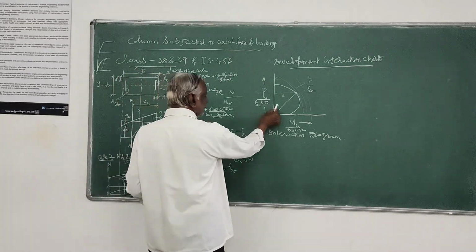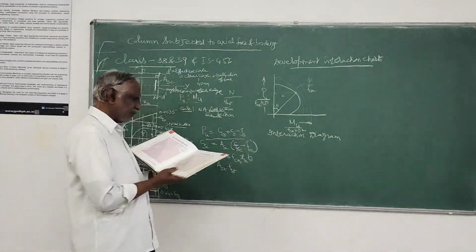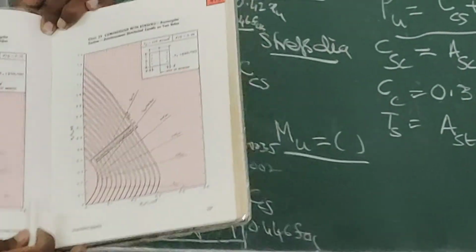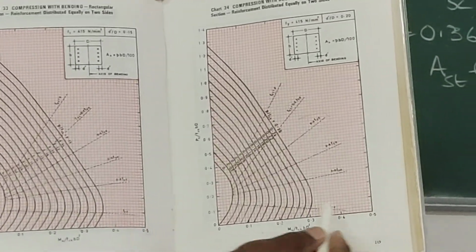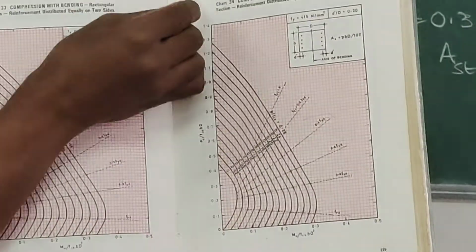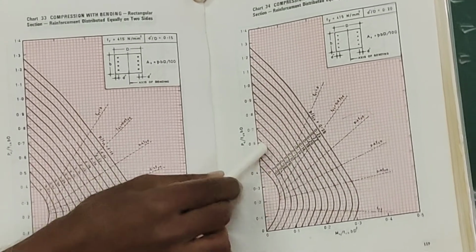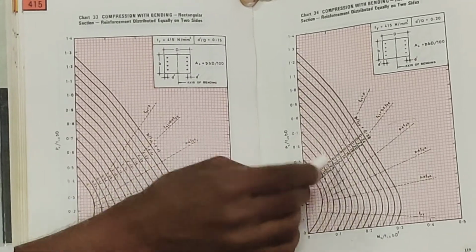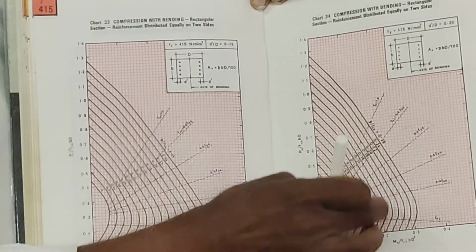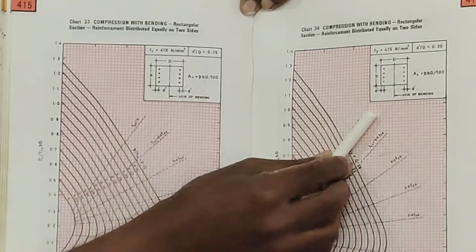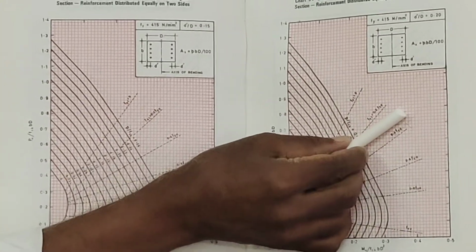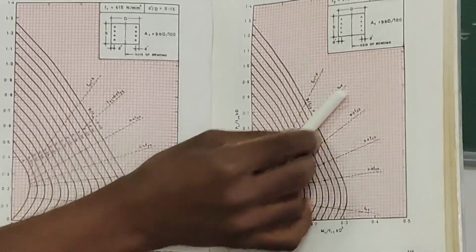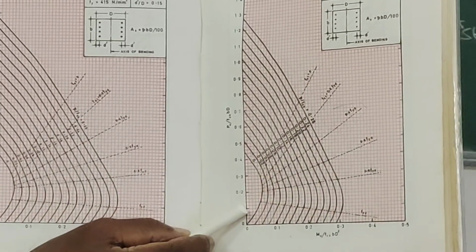And again here, in addition to this, you can find in this chart there is one more factor. Mu by bd squared is along the x-axis, Pu by fck bd along the y-axis, and these curves have been prepared for a given section and different steel. Here you are finding some variations also: fst equals 0, fst equals fy. So the number of dotted lines, that also you can see.